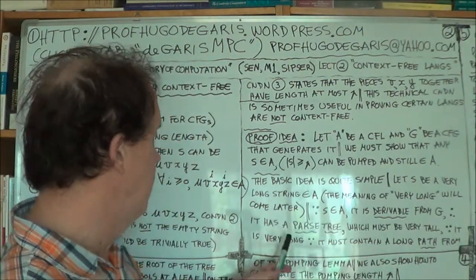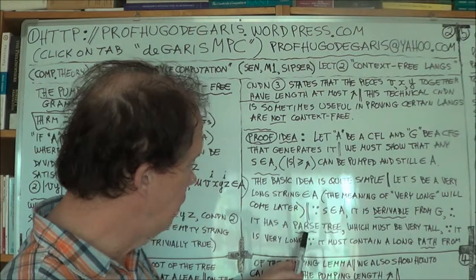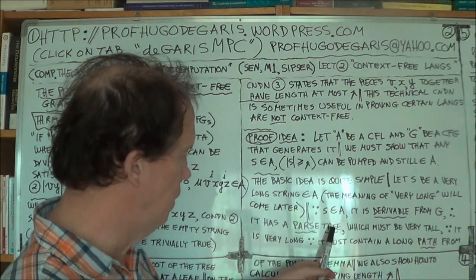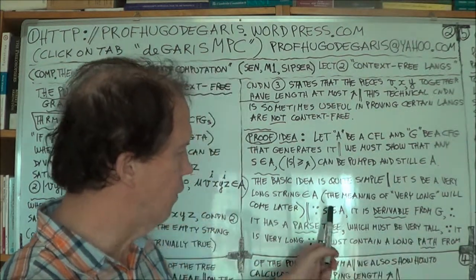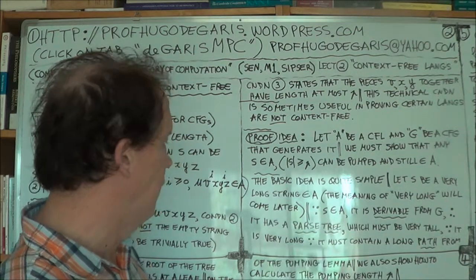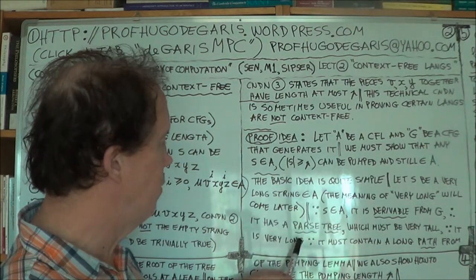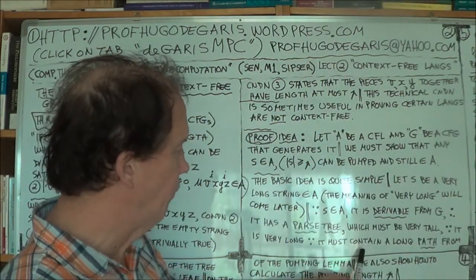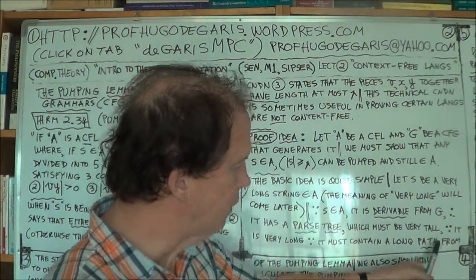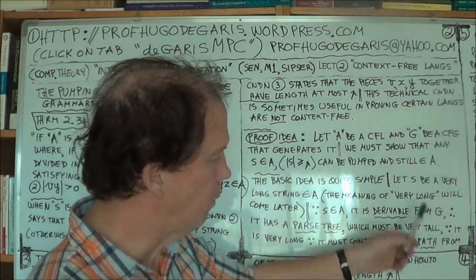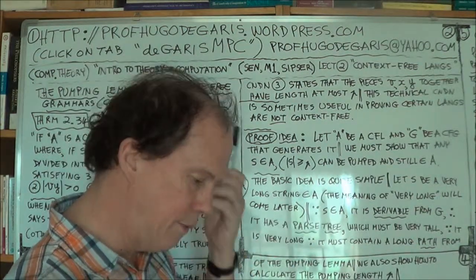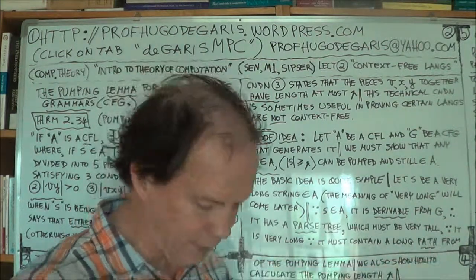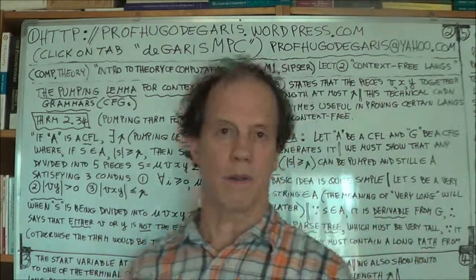So this very long string will have a parse tree, and it may be very tall because the string is very long. And if there's a tall parse tree, then it'll have a long path. Remember what a path was in a tree? From the root node to a leaf at the bottom of the tree. So it'll have a long path, and I'll just go straight on to the next session.